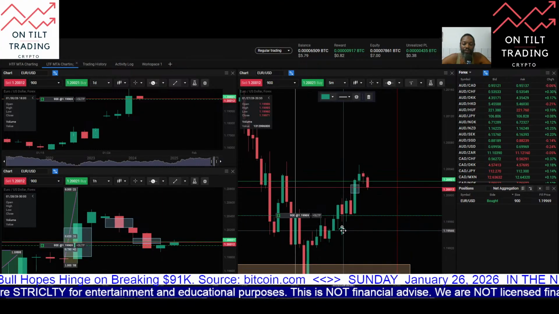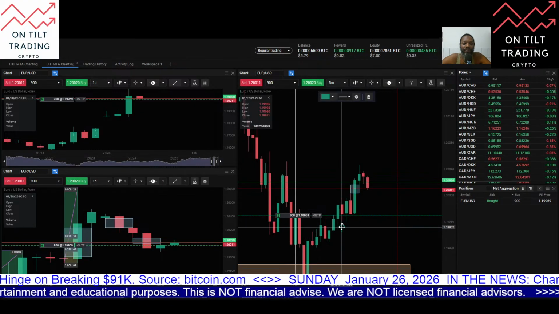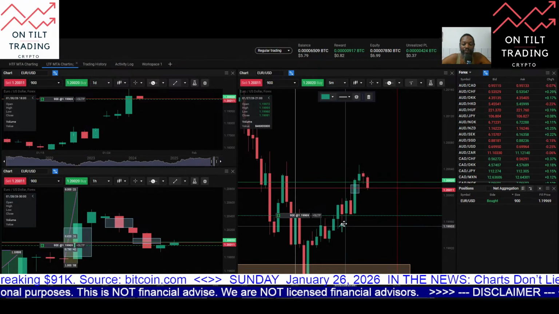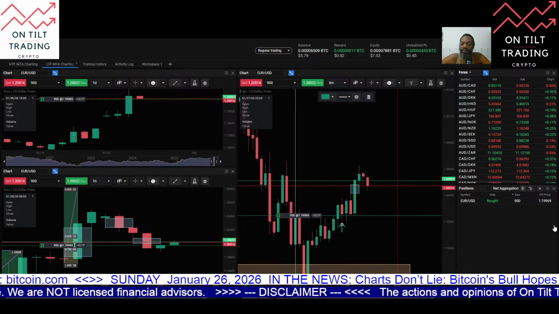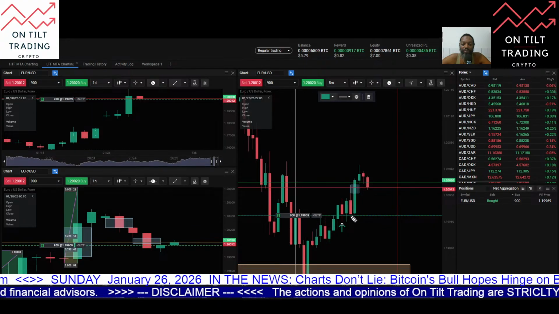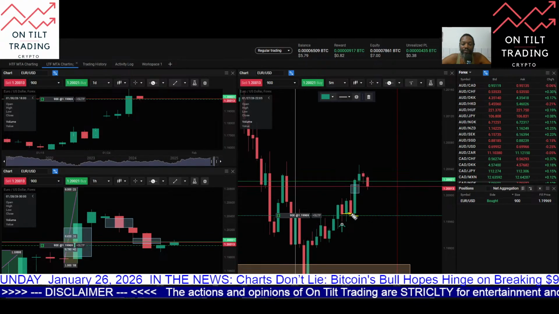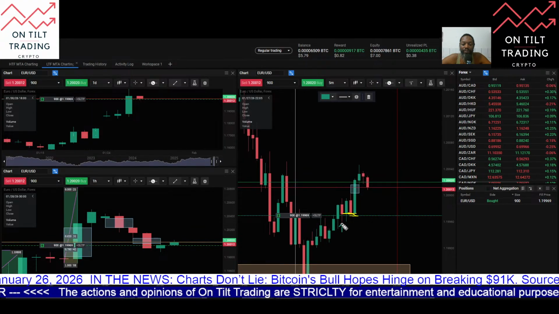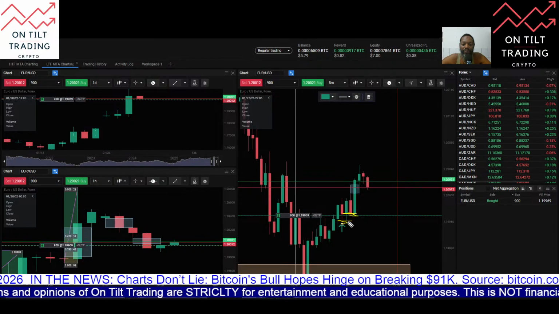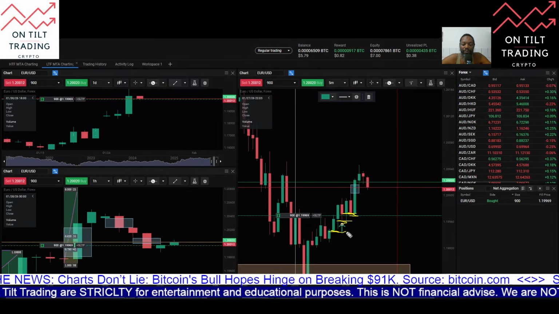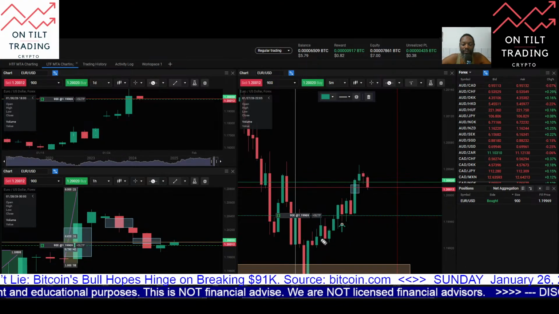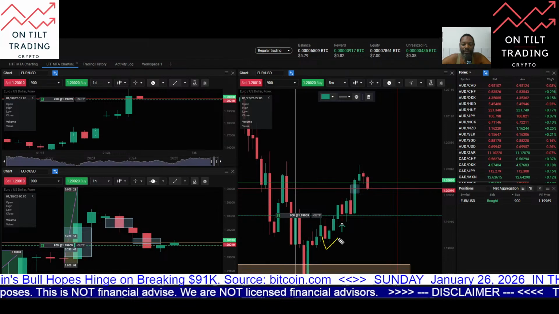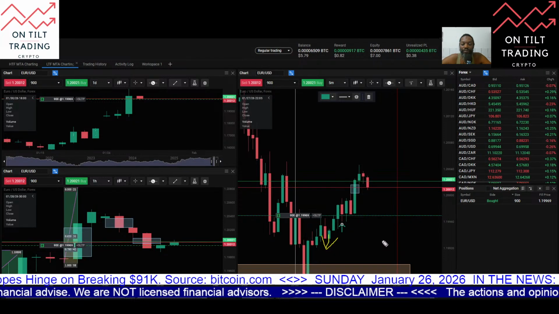See swing level. So these are equal lows. These are equal lows. So there's going to be liquidity here. And there's going to be liquidity here. There's liquidity here as well. And the swing is right here.